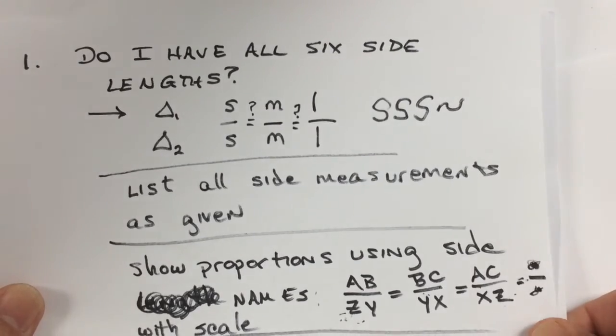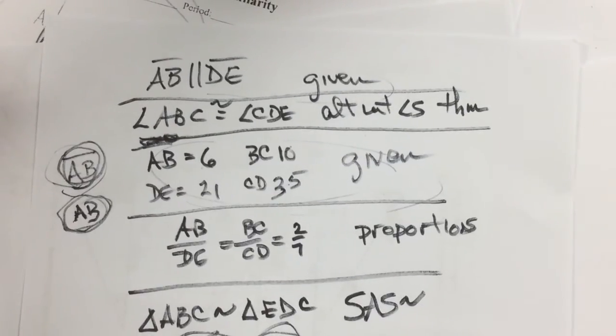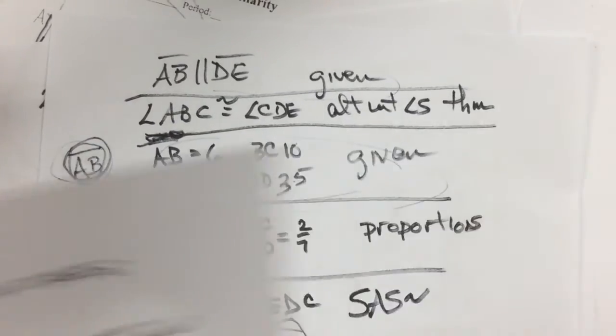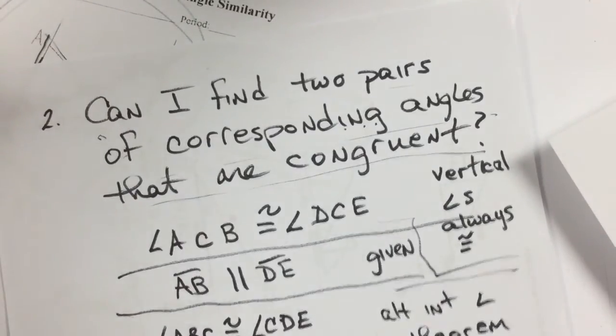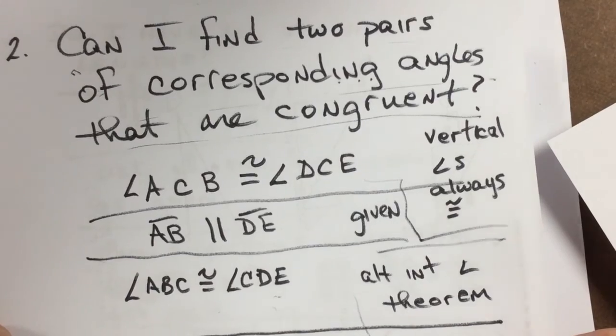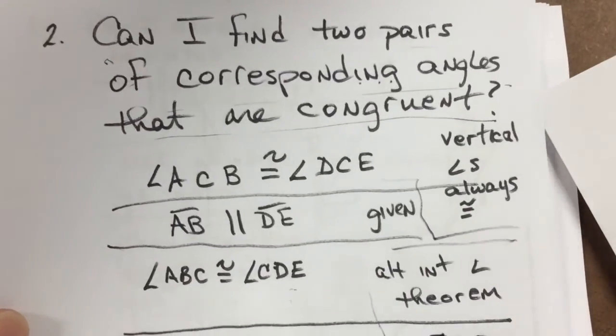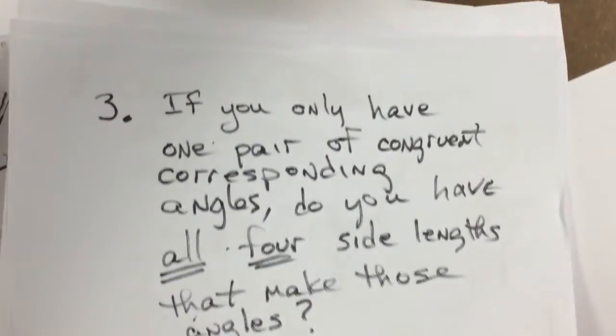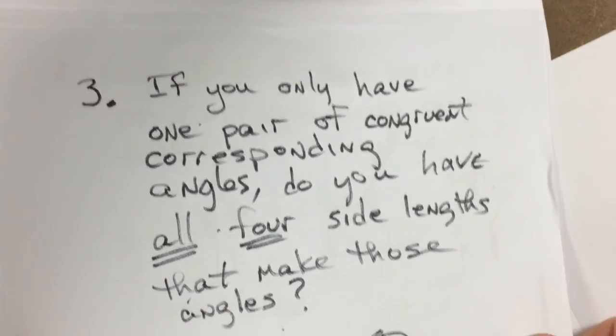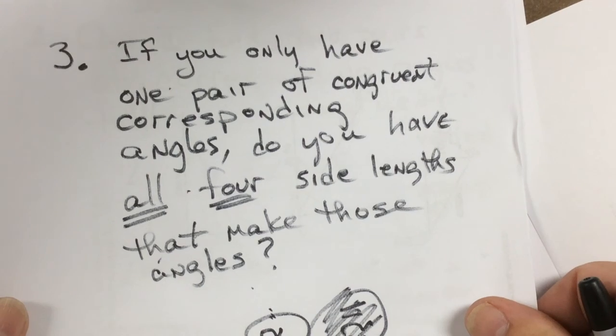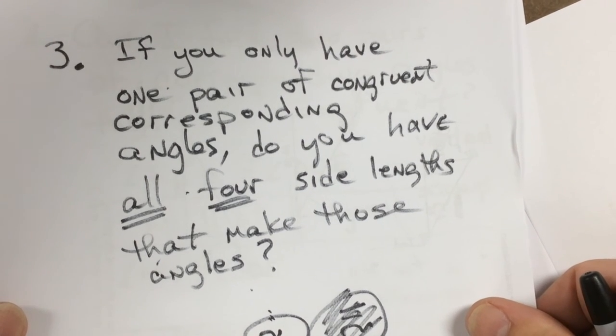Here's the deal. If you have all 6 side lengths, you can do this. If you have 2 angles, 2 pairs of corresponding angles, you can do this. If you don't have either of those, your last chance is to have 1 pair of corresponding congruent angles and all 4 side lengths that make those 2 angles up.